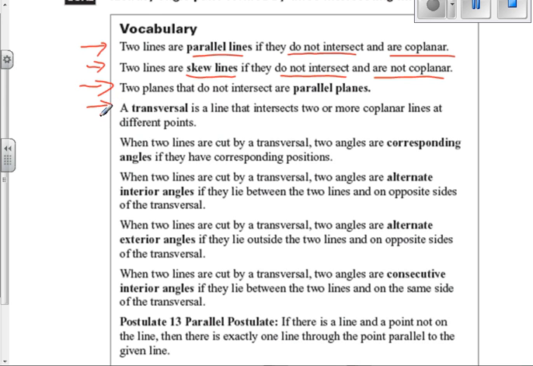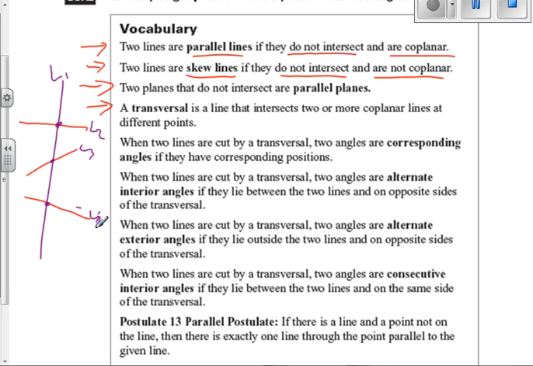So if I have three lines, and then I have a transversal that intersects those three lines at different points, my line 1 is my transversal. And then line 2, line 3, line 4, those are just my individual lines that are coplanar. So line 1, my purple one there, is my transversal line.